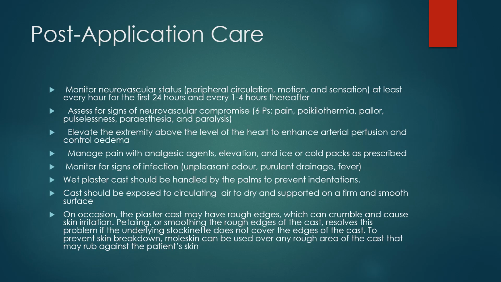Meaning at this point in time, if the environment is cold, that body part which is being casted will not be able to adjust and maintain a normal core body temperature. When the environment is hot, that casted aspect of the body will not be able to adjust and regulate a core body temperature. You have pallor, pulselessness, then paresthesia, and paralysis. These are the 6Ps you have to assess for, and we'll get there and talk much about it.